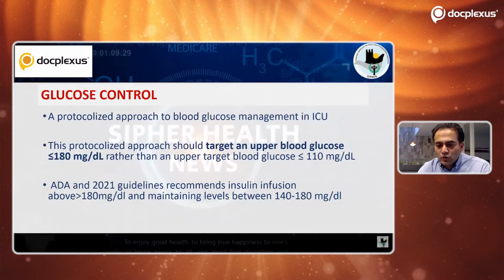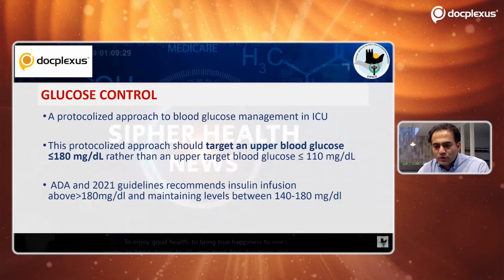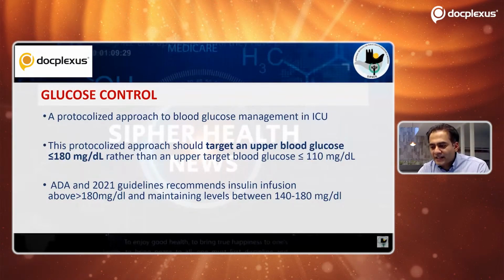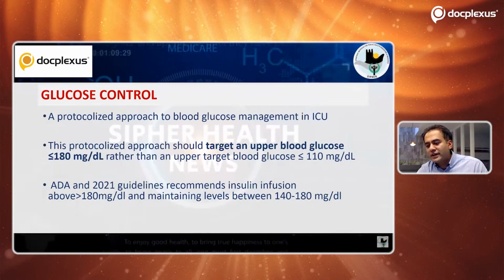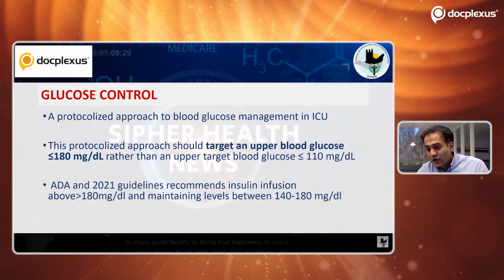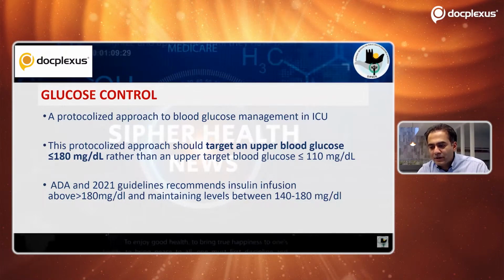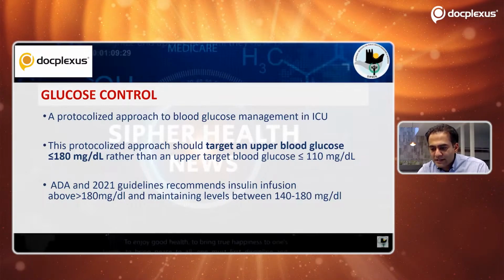Now talking about glucose control, a protocolized approach we follow for glucose, and the target we keep is between 140 to 180. We don't keep a low target because of the risk of hypoglycemia, and we all know that hypoglycemia is more harmful than hyperglycemia. So targets are 140 to 180, and the 2021 guidance has also mentioned the same targets. And we start insulin therapy in ICU patients if the sugars are beyond 180 milligram per deciliter.